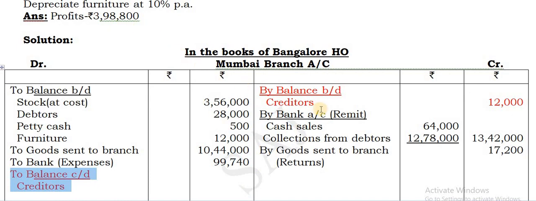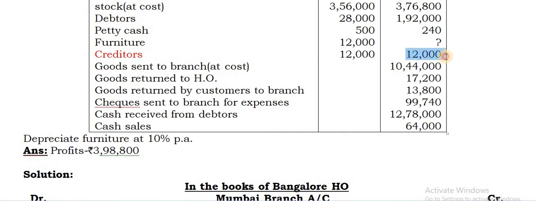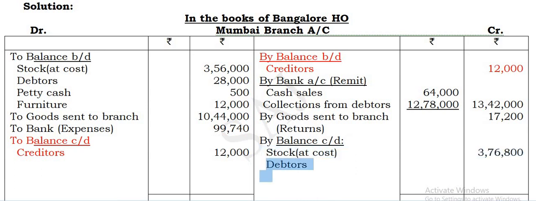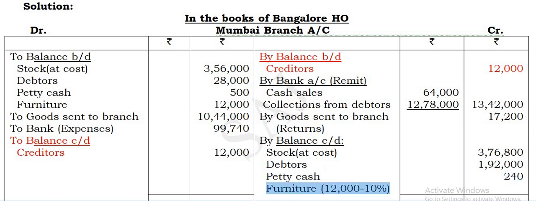Then you go for the closing value of creditors. This closing value of creditors is also the same, 12,000. Take on debit side. And on the credit side also you write the values of each and every asset. Closing stock is given 3,76,800. Debtors is given 1,92,000. Petty cash 240. And furniture 12,000 minus 10%, so the balance you are getting is 10,008.